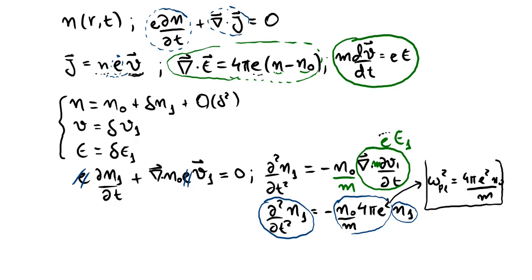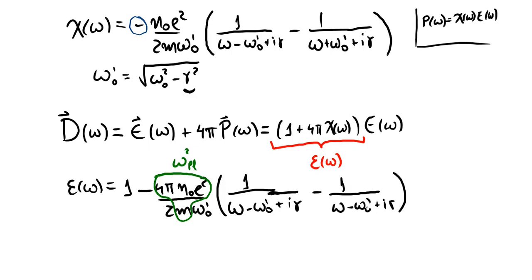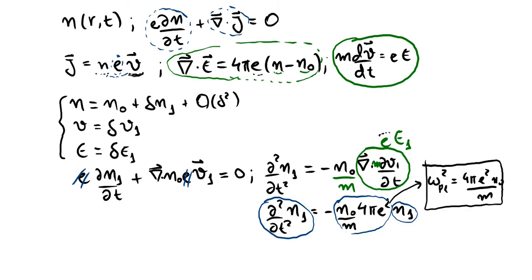So this is what I use to rewrite this thing in the previous page here. See? So 4 pi N0 e squared over m. So that's why people call this the plasmon frequency. So let us summarize this again. So we are going to write epsilon of omega. This is going to be 1 minus the plasmon frequency squared over 2 omega 0. Notice that now I'm using omega 0 again. I'm saying that gamma is so small that I can approximate omega prime by omega 0, okay?